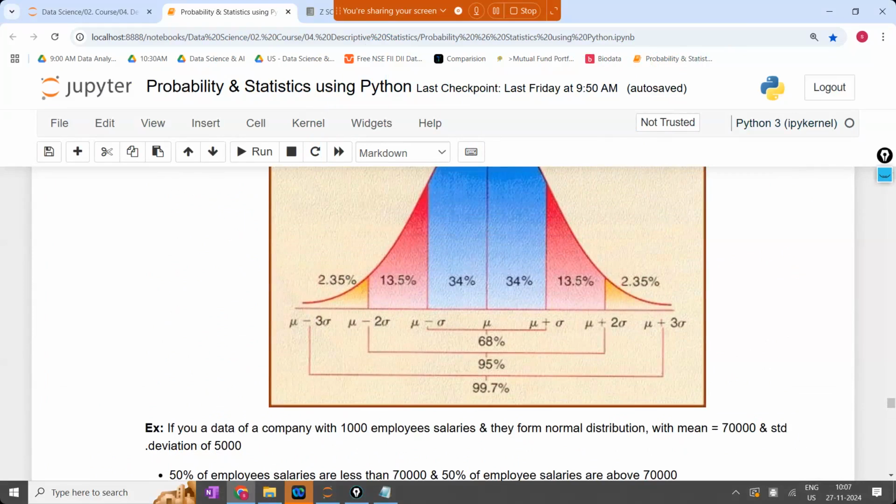Now, next question. Okay, let us take the question like this. Mu is equal to 70, sigma is equal to 10. Write in the notes: mu is equal to 70, sigma is equal to 10, and it forms a normal distribution. Draw the diagram first for 70 and 10.